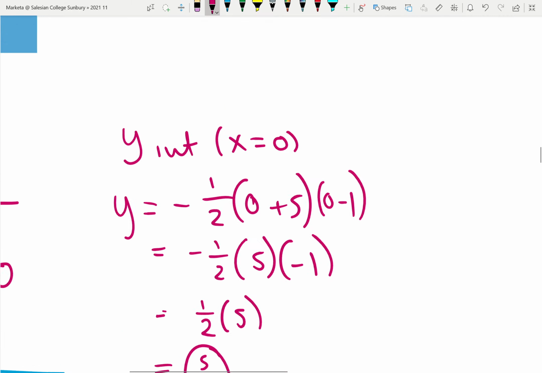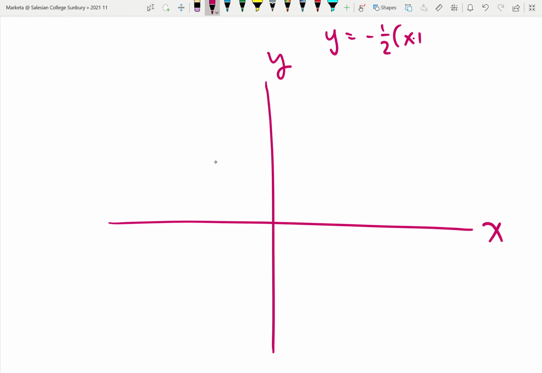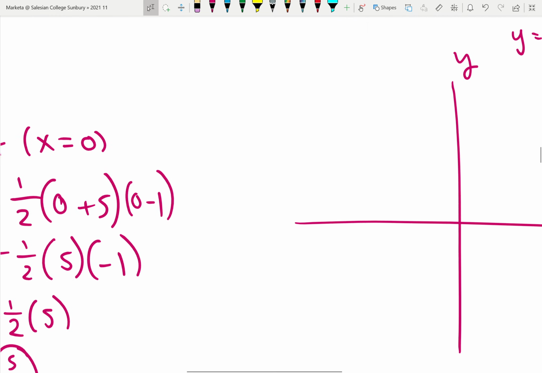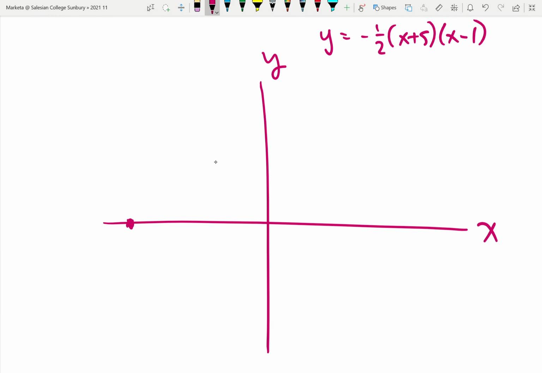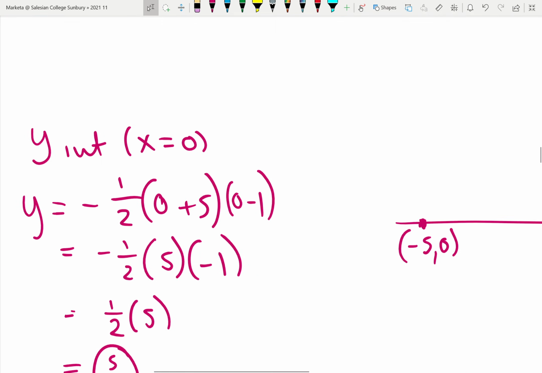So let's do that. Y and x, and our equation is y equals negative half, x plus 5, x minus 1, and x-intercepts negative 5 and 1. Let's put those on. So negative 5, we're not just going to write it like that, remember. We're going to make it coordinates. You will never lose marks if you put coordinates. You may lose marks if you don't. Next, y-intercept is 0 and 5 on 2.